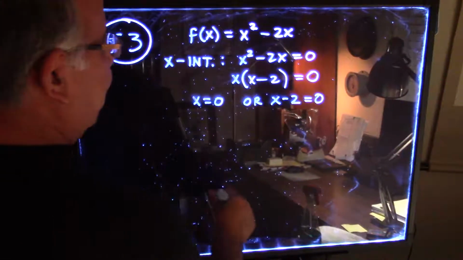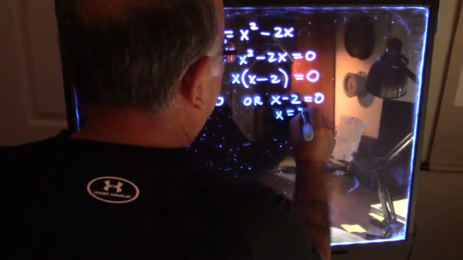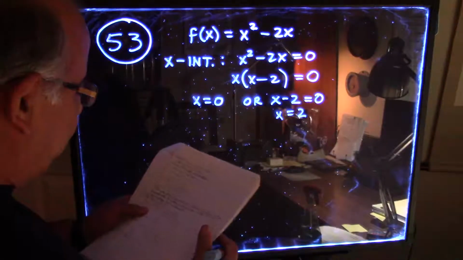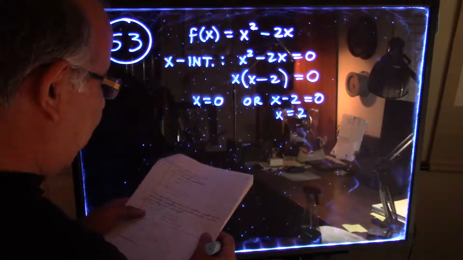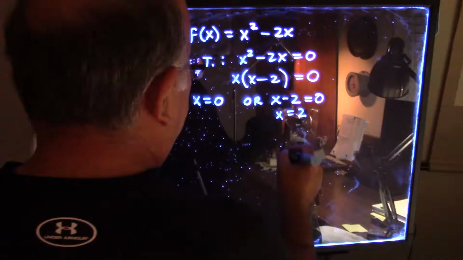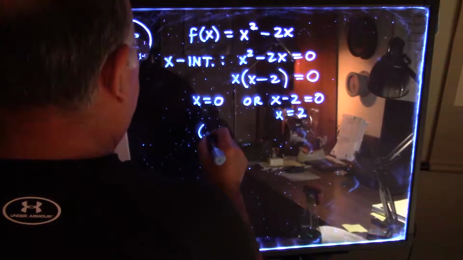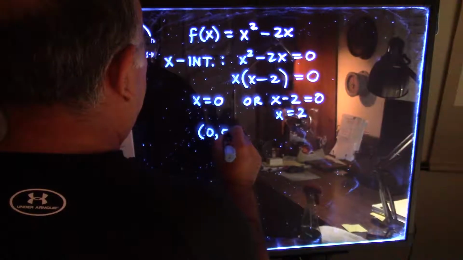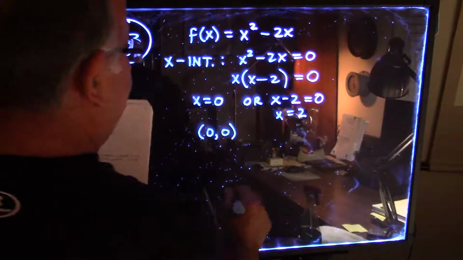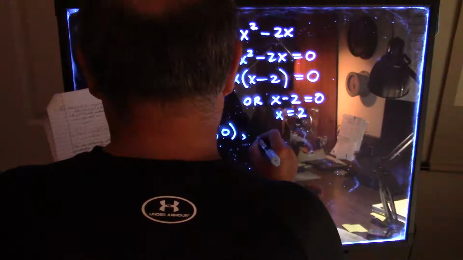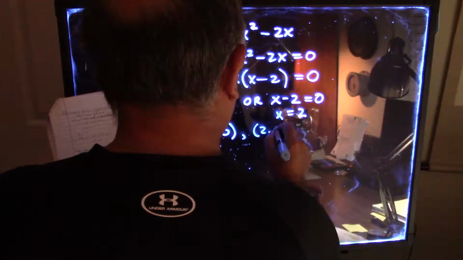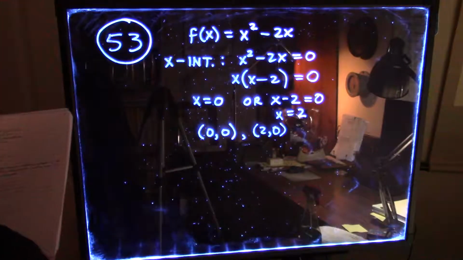Well, this is already solved. So x equals 0 or 2. Alright. So we have two x-intercepts, (0, 0), and I know y equals 0 at the x-intercept, obviously, right? And (2, 0).